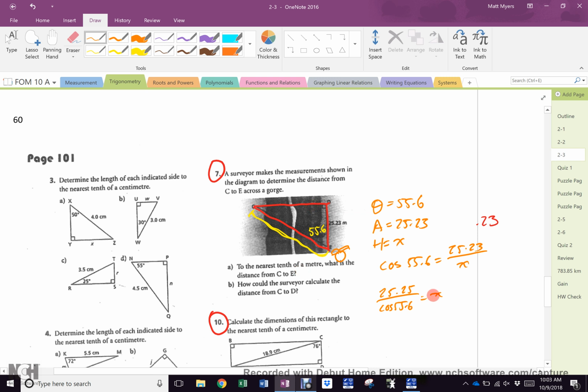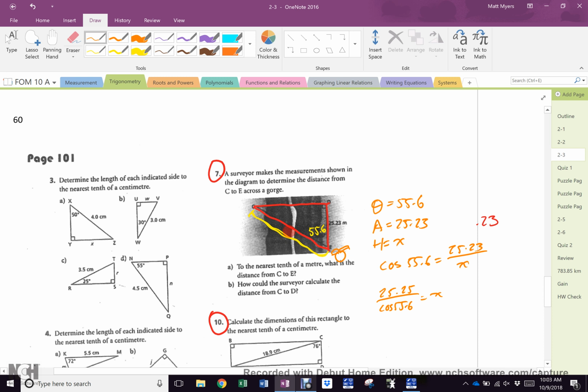Well, now do you know the hypotenuse? Do you know this side? So what could you use to find CD? You could use Pythagoras, or you could use tangent, or you could use sine, because now you know the hypotenuse.